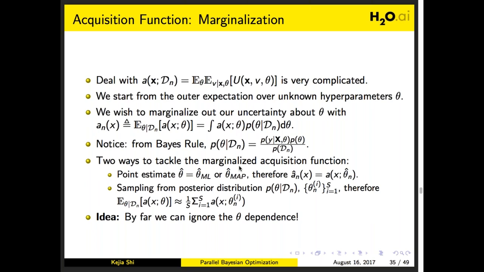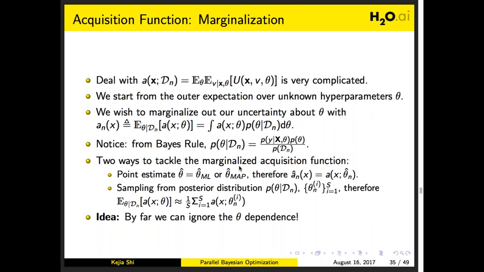If we deal with this function directly, it could be really complicated. So we start from the expectation over the unknown hyperparameters theta. This is called marginalization. We have this marginalization procedure, where this specific theta satisfies some posterior distribution, which is given by the prior, the likelihood, and over the evidence. So it's estimated over this, integrated out, and integrated out.